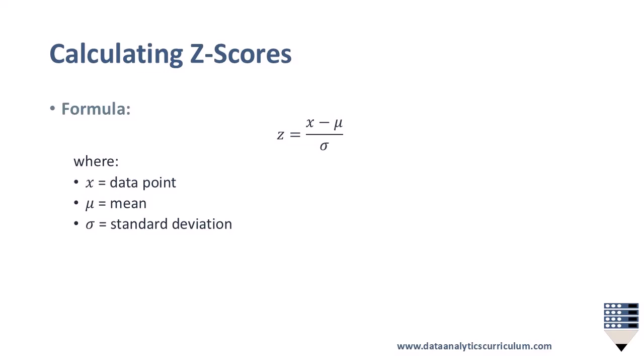Calculating Z-scores. The formula for a Z-score is simple. Z equals x minus mu, divided by sigma. In other words, take the data point minus the mean, and divide by the standard deviation. Here, x is the data point, mu is the mean, and sigma is the standard deviation.